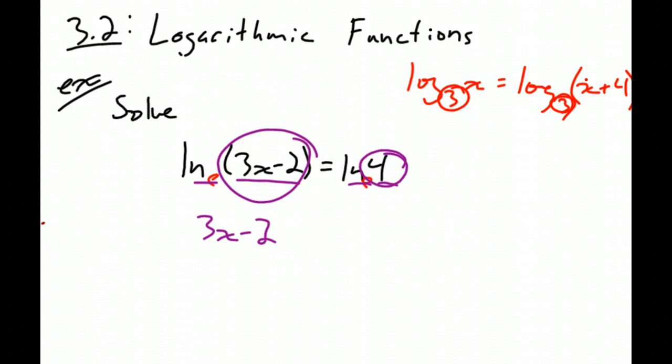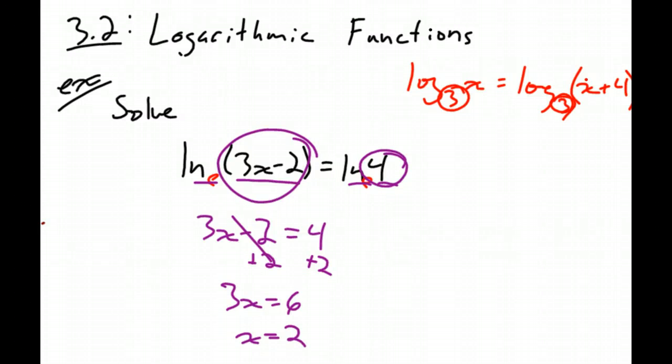So then 3x minus 2 equals 4, and just solve for x. So plus 2 to both sides. So 3x equals 6. So divide by 3 on both sides, so x equals 2. There is your answer. X equals 2. Yeah, I said it twice.